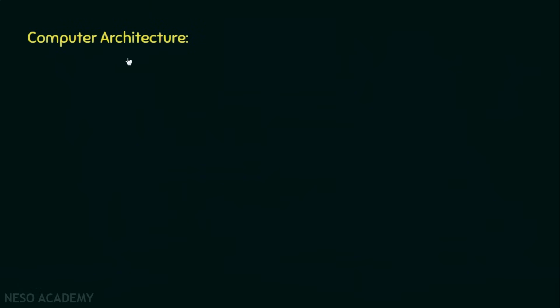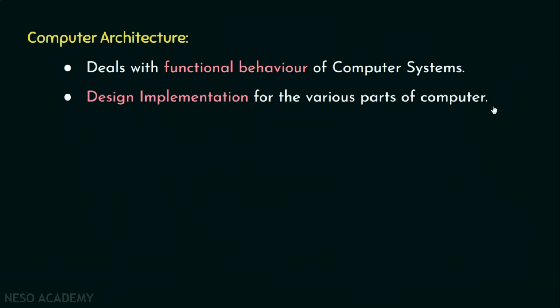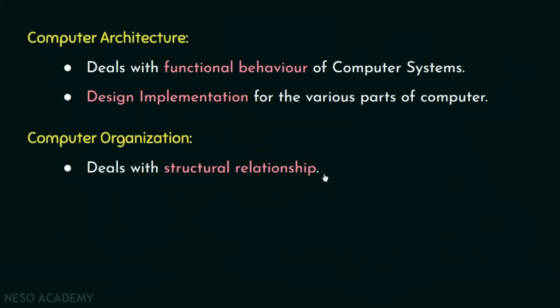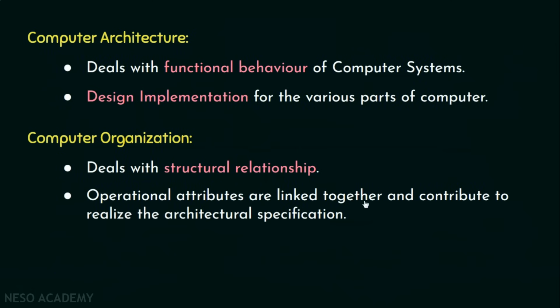So, computer architecture basically deals with the functional behavior of computer systems. And it is also all about the design implementation for various parts of computer. Now coming to computer organization, it deals with structural relationship. Basically, the functional units collectively work together in order to execute computer instructions. So, operational attributes are linked together and contribute to realize the architectural specification. So to sum it up, the designing is the attribute of computer architecture, whereas utilization happens to be the attribute of organization.